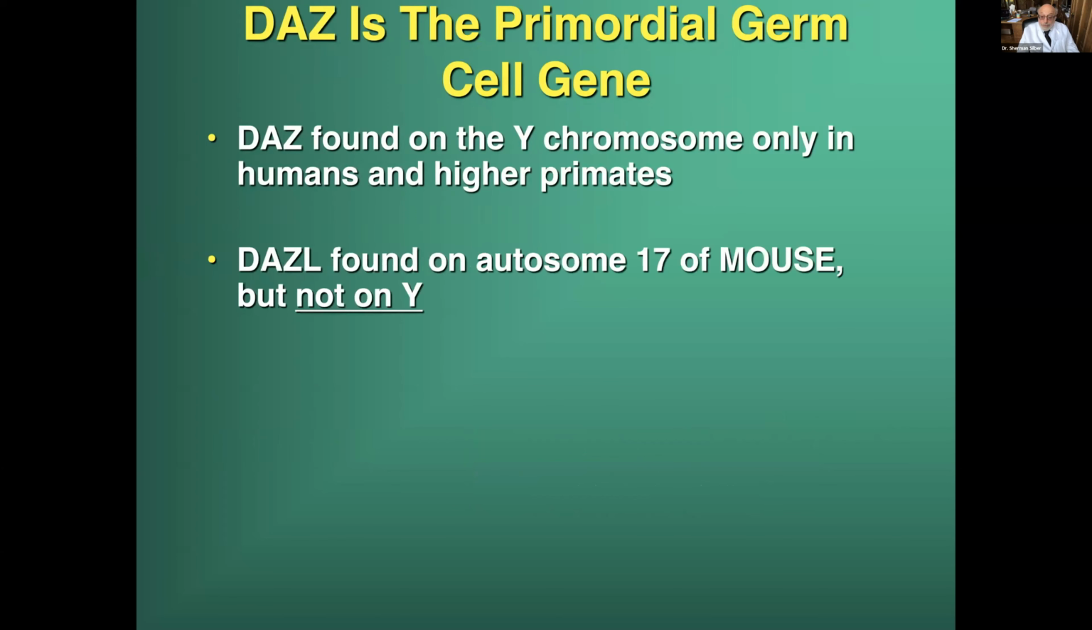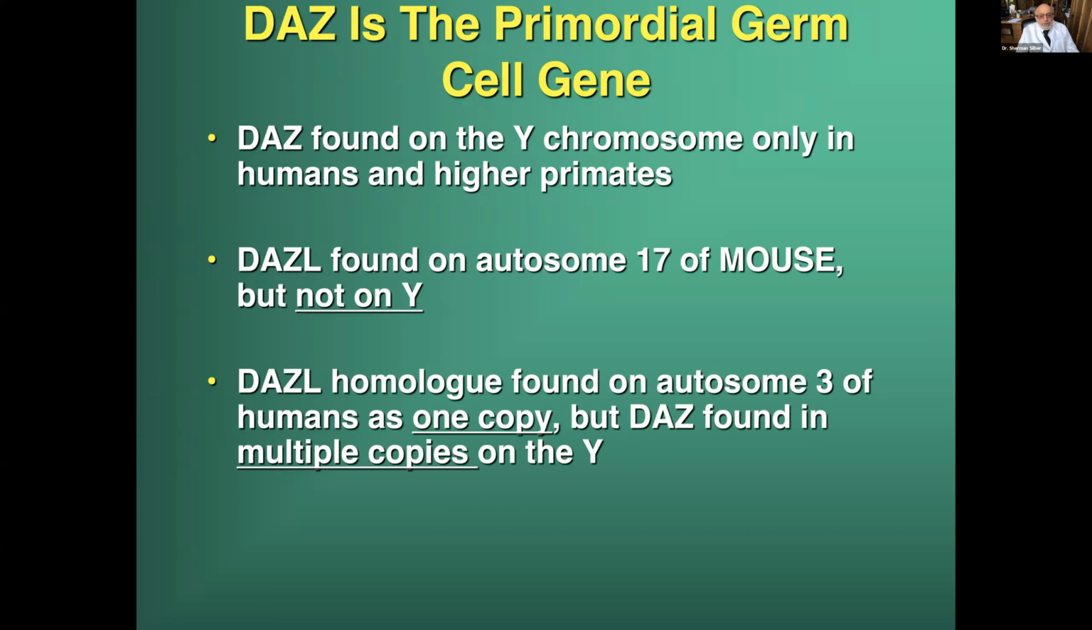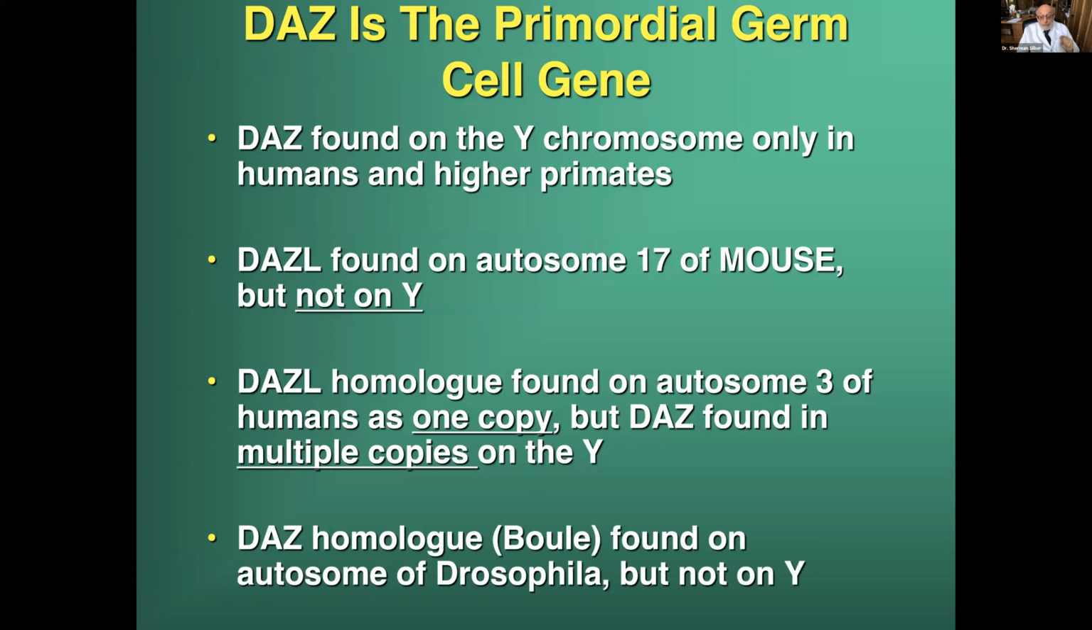And DAZL is found on chromosome 17 of the mouse, but not on the Y. And the mouse has a gigantic Y chromosome. DAZL homolog is found on chromosome 3 of humans, 1 copy, but DAZ is found in multiple copies in the Y. So the DAZ homolog, the Boule gene it's called, is found on an autosome of Drosophila, but not on the Drosophila's Y.